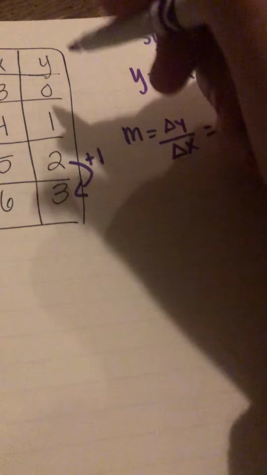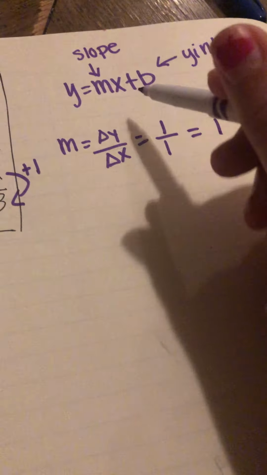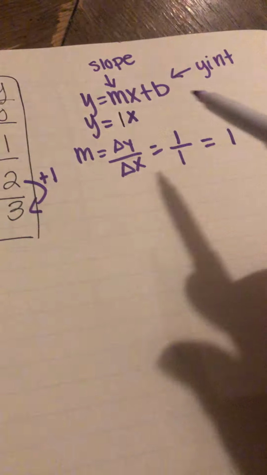I need to put my change in y, which is this 1 over my change in x, which is that 1. 1 over 1, or 1 divided by 1, excuse me, is 1. So my m is 1. So my equation right now is going to look like y equals 1x. Okay? But I don't know what my b is.